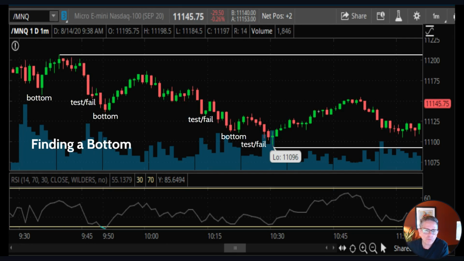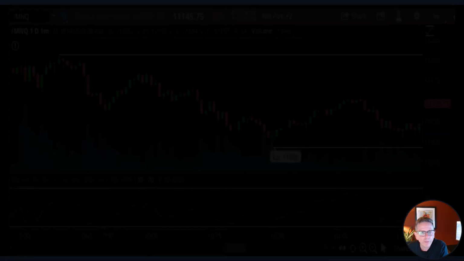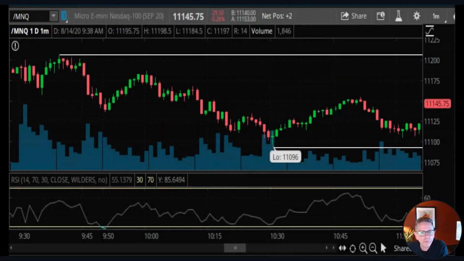And so here it finally went up, and then it didn't go back down to this level and break. And so that's where you'd want to get in. Okay. So that's your reversal there. All right, so here's the reversal again.